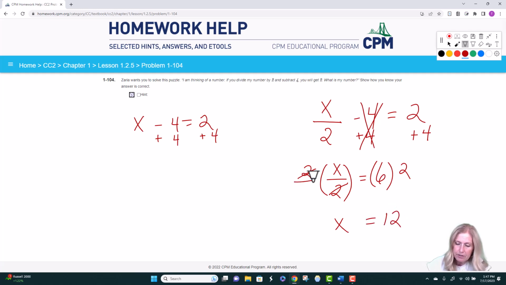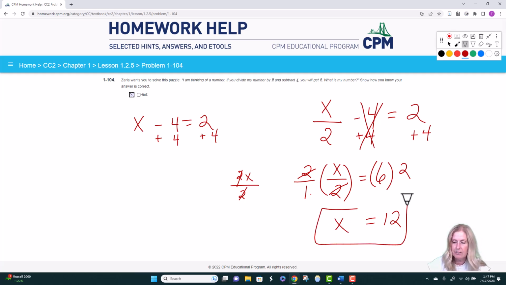You could up here have put this over a 1 so it looks like a fraction times a fraction. And look what happens. You know when you're multiplying fractions, you multiply straight across with the numerators, and then you multiply straight across with the denominators. So 2 times x is 2x. 1 times 2 is 2, and then still 2 divided by 2 is just 1. So it leaves us with 1x. So x equals 12.